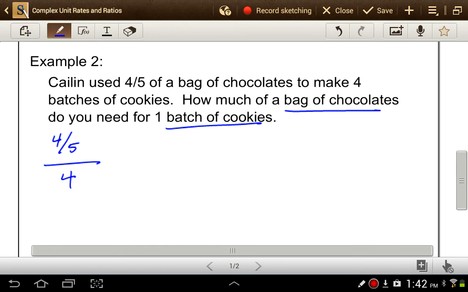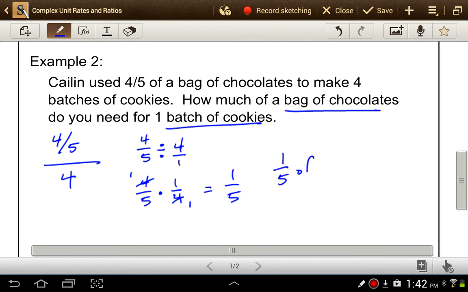So to solve this problem, again, we have a division problem. So that's going to be 4/5 divided by 4, or 4 over 1. We write that as multiplication. That's going to be 4/5 times 1 over 4. I can cross cancel those. So that's going to be 1/5. Okay, so how much of a bag of chocolates do you need for 1 batch of cookies? He needs 1/5 of a bag of chocolates.